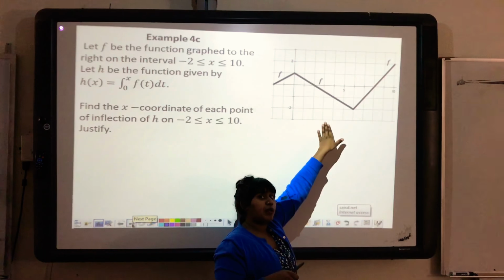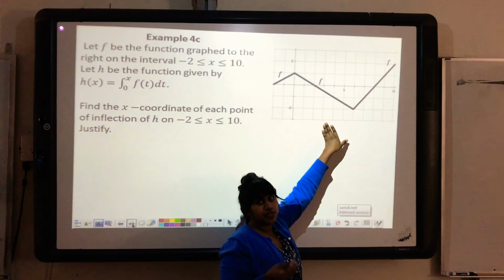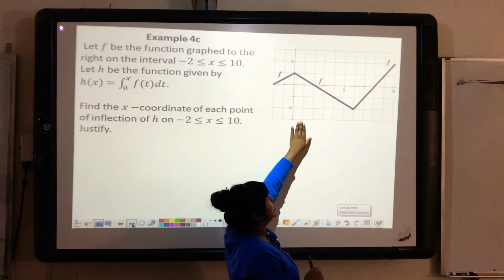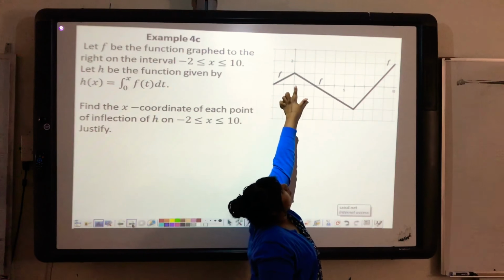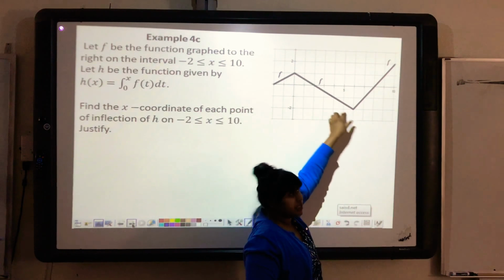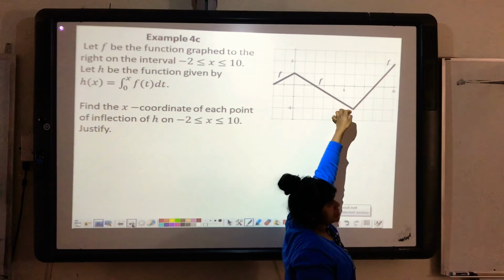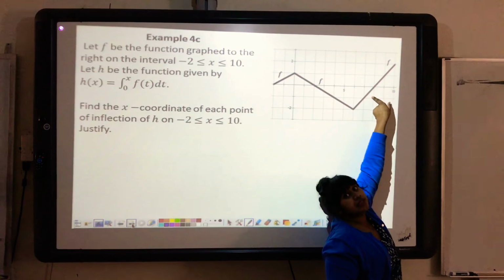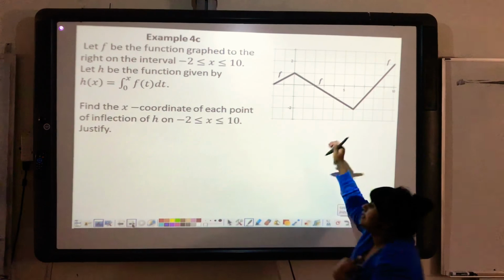Where do we see g prime either changing slope's sign or going from increasing to decreasing, decreasing to increasing? It's your decision how you want to see that. Well, right here, I have a positive slope or increasing going to a negative slope or decreasing, so that could be a point of inflection. And here I go from a negative slope or decreasing interval to an increasing interval or positive slope. So there's a point of inflection right there at 0 and at 6.